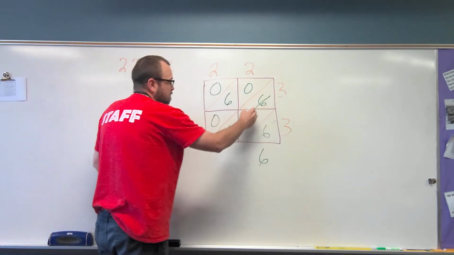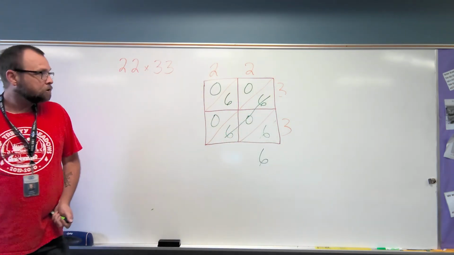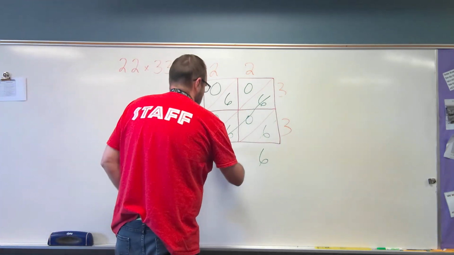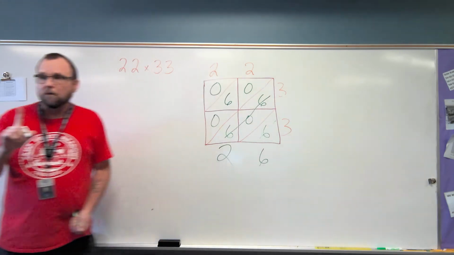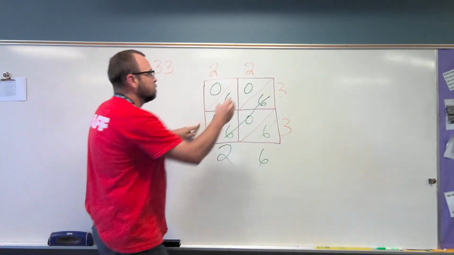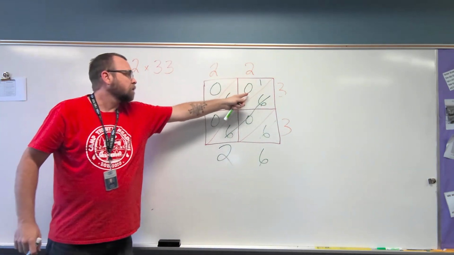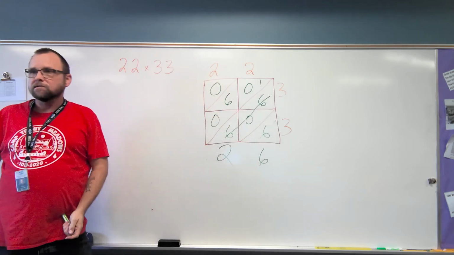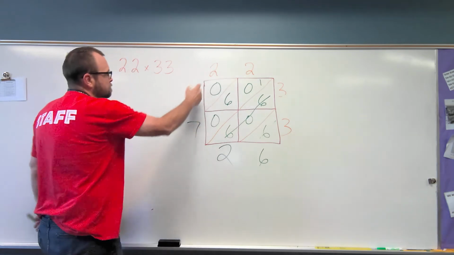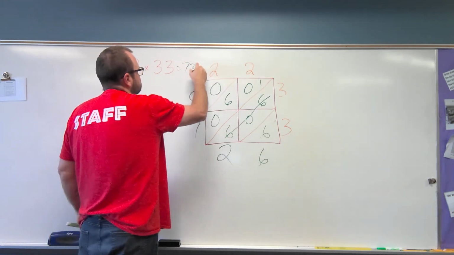6 plus 0 plus 6 is? 12. So now I have a 2-digit number. I can't write 12 here, but I'm going to carry it up into my next diagonal. This is hard. 1 plus 0 plus 6 plus 0 is? 7. And there's 0 here, so my answer would be 726.